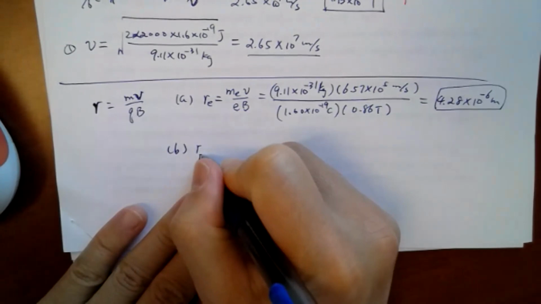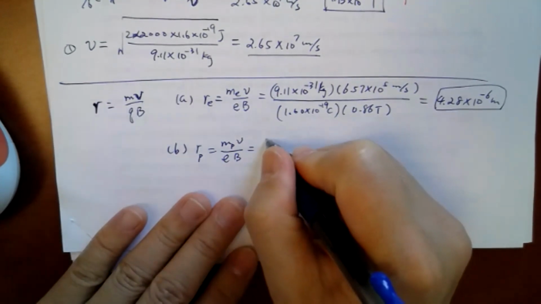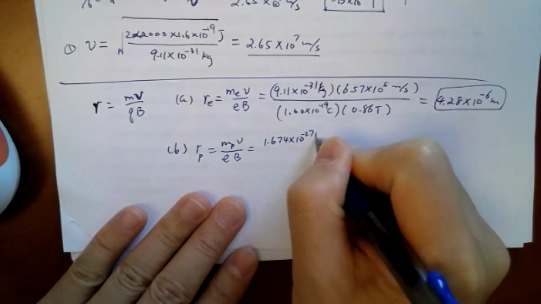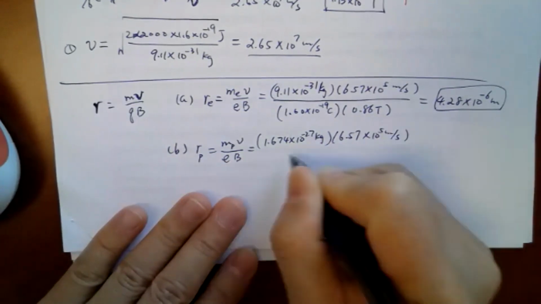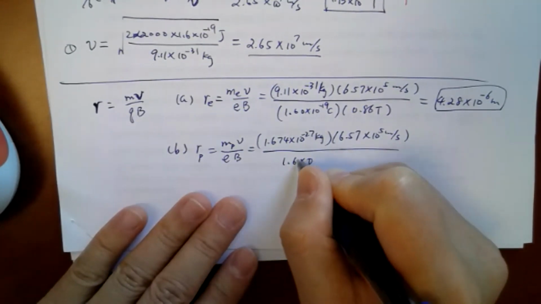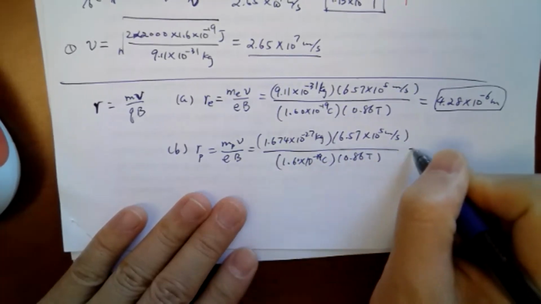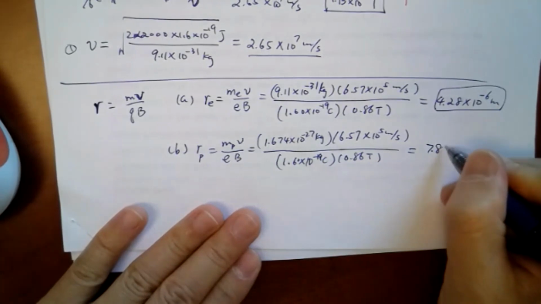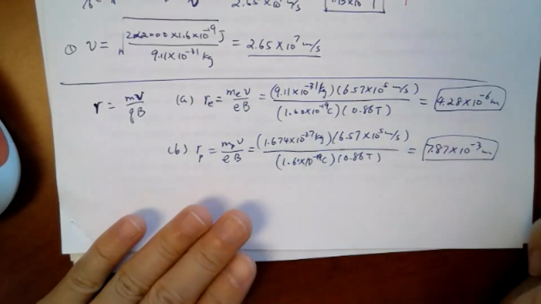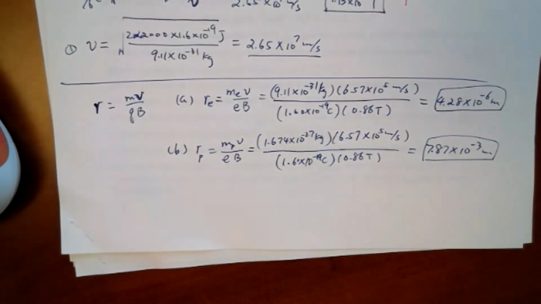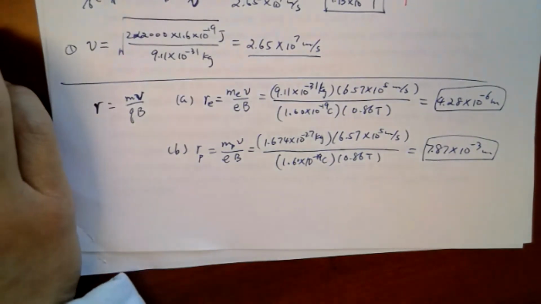For the proton, let's do R sub P. So mass of the proton, and then e is the same. 1.674 times 10 to the minus 27 kilogram, times 6.57 times 10 to the 5th meters per second, over 1.60 times 10 to the minus 19 and 0.86 Tesla. That will give you 7.87 times 10 to the minus 3, so this is millimeter, and this is micrometer. So you can see if they have the same charge but different masses, they will have different radius when they go through the mass spectroscope.